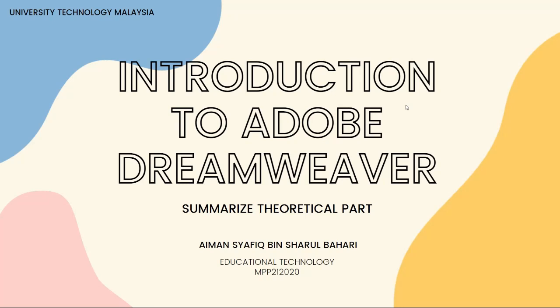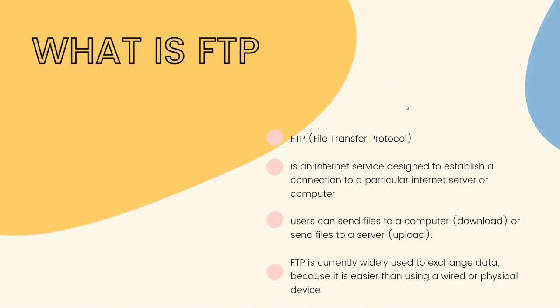I'm from Educational Technology. So this is an introduction to Adobe Dreamweaver, summarizing the theoretical part. Okay. What is FTP? FTP is File Transfer Protocol. It is an internet service designed to establish a connection to a particular internet server or computer. Okay, a user can send a file to a computer, download, or send a file to a server, upload. FTP is currently widely used to exchange data because it is easier than using a wire or physical device.